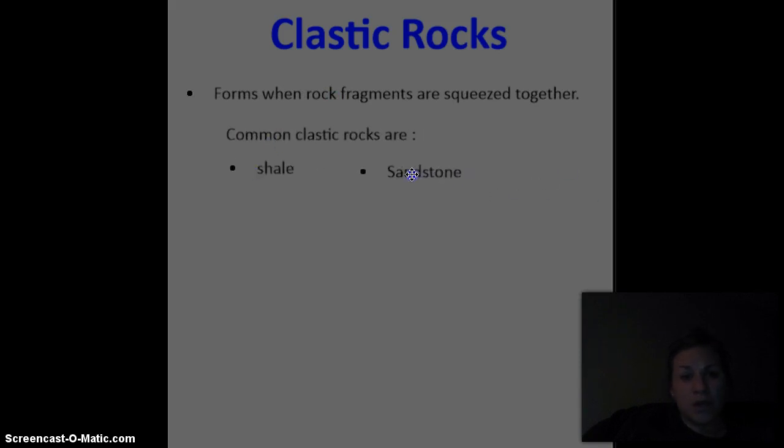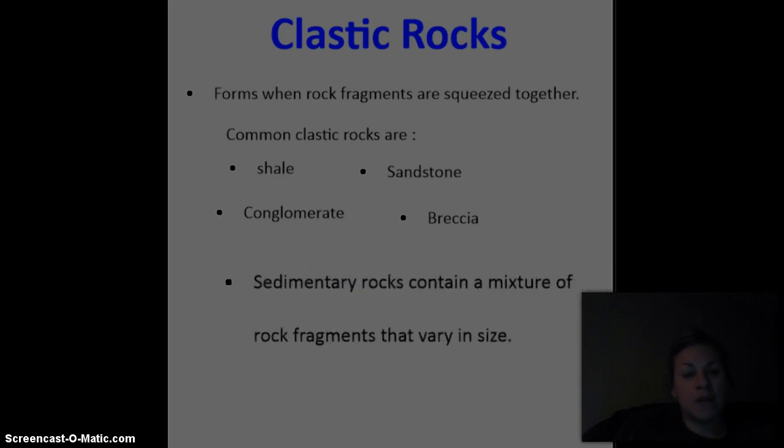So, clastic rocks, they're going to form when rock fragments are squeezed together. Common clastic rocks are going to be things like shale, sandstone, conglomerate, and breccia. These 4 are the most common clastic rocks, and they are formed from basically different pieces of a rock breaking off and getting squished together. So, sedimentary rocks are going to contain a mixture of rock fragments that are going to vary in size. Conglomerate looks like a bunch of pieces of sand glued together.